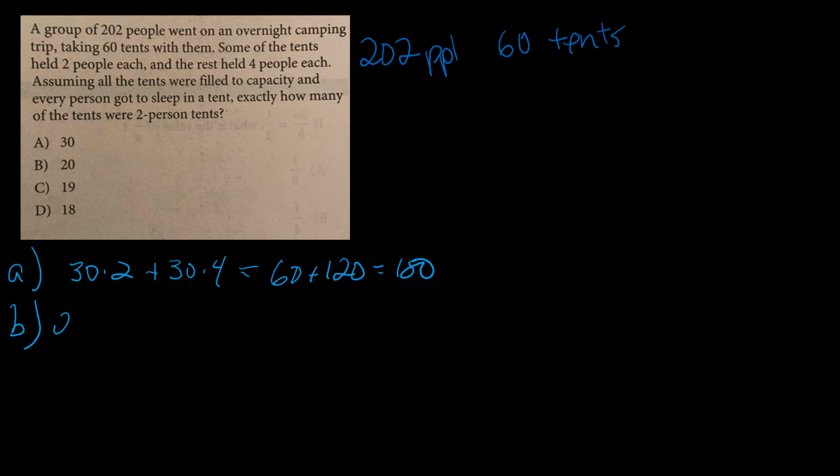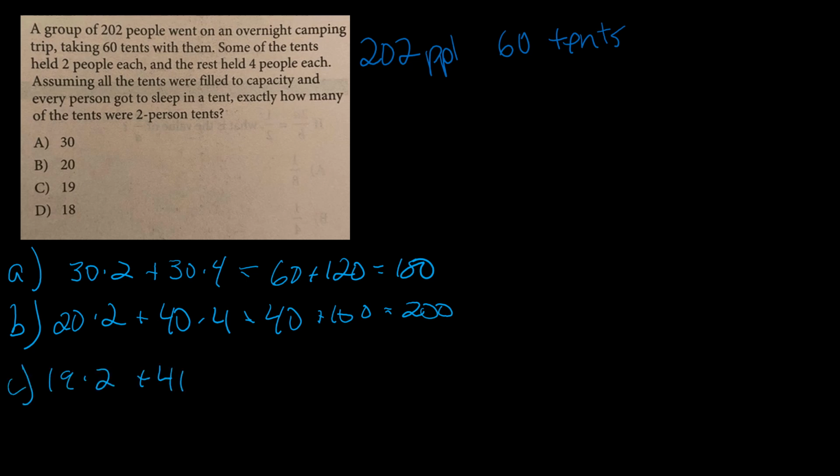Let's try answer choice B here. We have 20 2-person tents, meaning we have 40 4-person tents. 40 plus 160 equals 200, really close. Let's put 19 in the 2-person tents. 41 left in the 4-person tents.